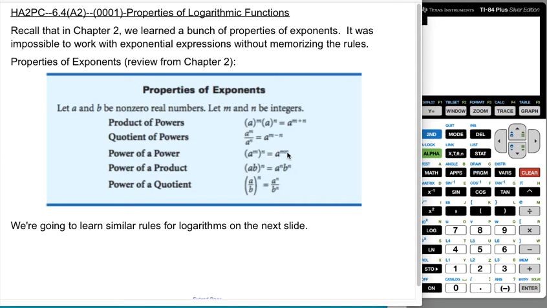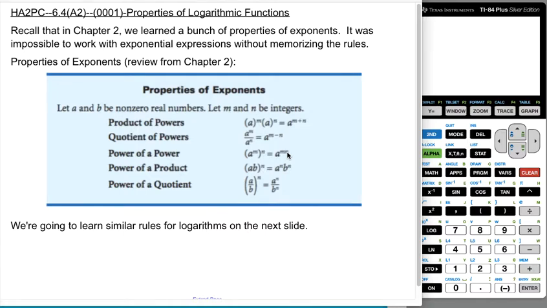All right, this is Honors Algebra 2 Pre-Calculus. We're doing 6.4 in Algebra 2, which is properties of logarithmic functions. So recall in Chapter 2 that we learned a bunch of properties for exponents, and it was impossible to work with exponential expressions without memorizing those rules, right? So here's a review of the properties of exponents from Chapter 2.